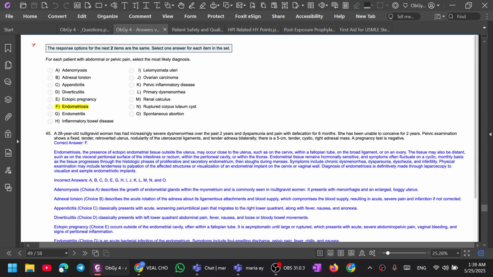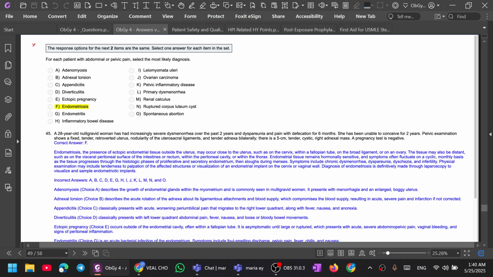Endometriosis is the presence of ectopic endometrial tissue outside the uterus. It may occur close to the uterus, such as in the cervix, within the fallopian tube, in the broad ligament, or on the ovary. The tissue may also be distant, such as on the visceral peritoneal surface of the intestines or the rectum, within the peritoneal cavity, or within the thorax. Endometrial tissue remains hormonally sensitive, and symptoms often fluctuate on a cyclic monthly basis as the tissue progresses through the histologic phases of proliferative and secretory endometrium. It then sloughs during menses.